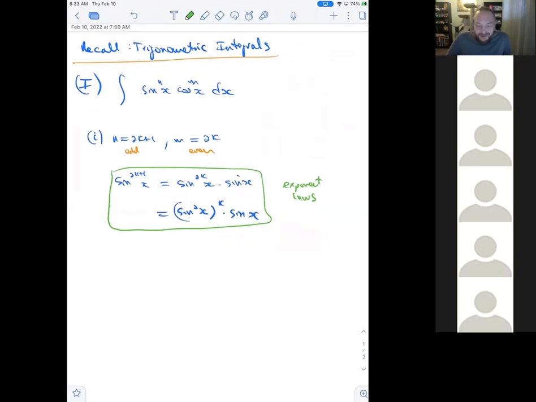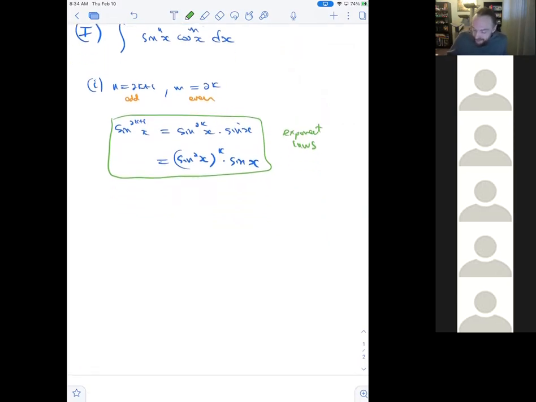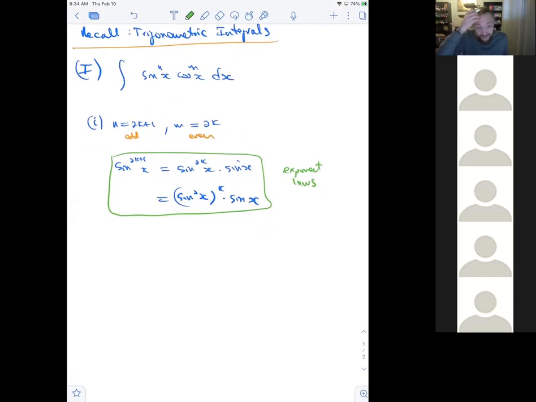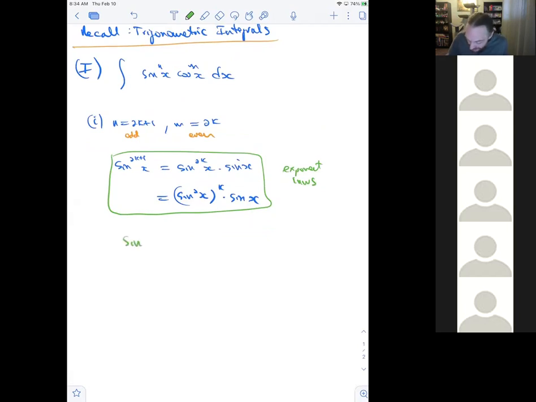So these are exponent laws. This is the trick we're going to use in both of the first three cases. We can't use this trick in the fourth case for the trigonometric integrals. So what we have is now, if I have that scenario where sine is odd, I'm going to steal off one of the odd ones. And then what I'm actually going to do is write sine squared x is equal to 1 minus cos squared x, the Pythagorean identity.